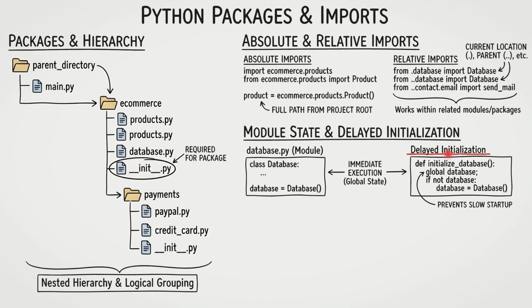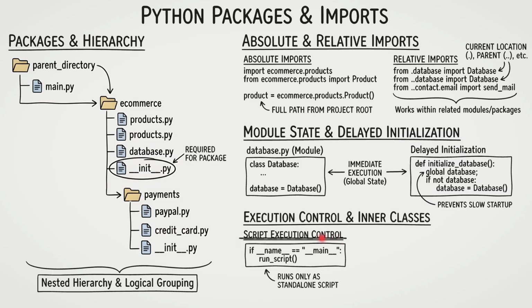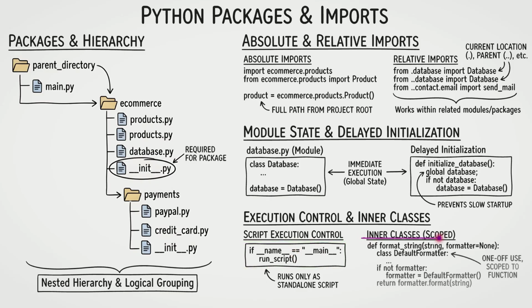This brings us to an important rule. All code at the top level of a module executes immediately upon import. To prevent a script from running accidentally, when you just wanted to import a class from it, we use script execution control. Python provides a special variable called __name__. If you run a file directly from the terminal, Python sets this variable to the string "__main__". But if the file is being imported, it sets it to the module's name instead. By wrapping our startup code in this if statement block, we guarantee it only runs when we execute the file as a standalone script.